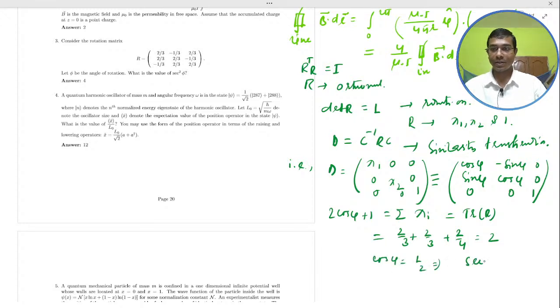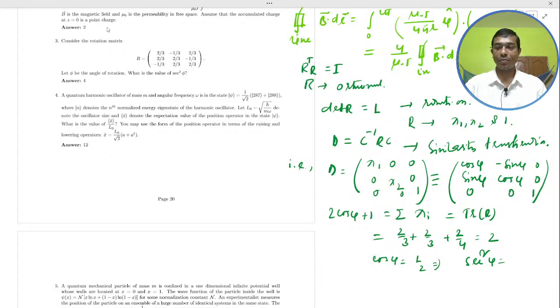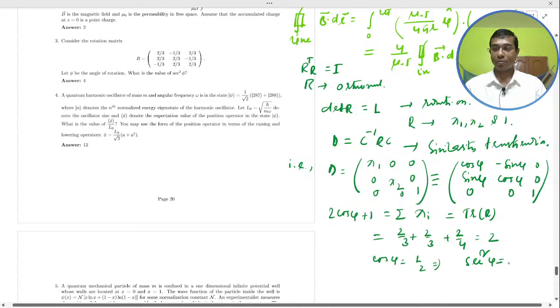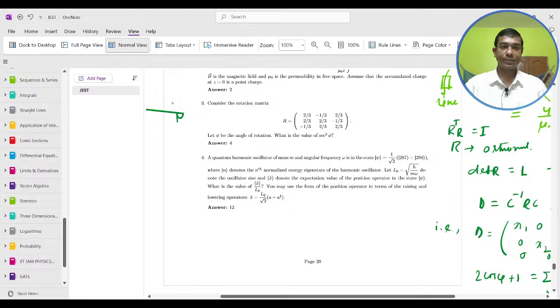That means the value of sec square phi would be 1 by 4, okay. Value of cos phi equal to half means sec phi equal to 2, and sec square phi would be 4. 4 would be the correct answer, not 1 by 4. Answer 4 would be the correct one.